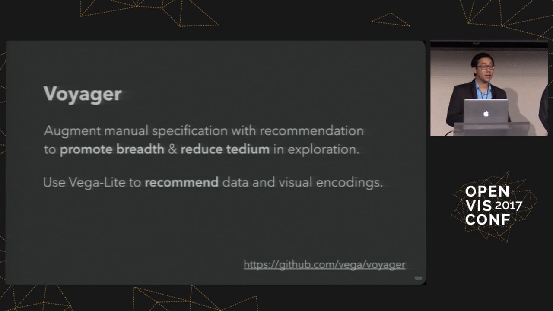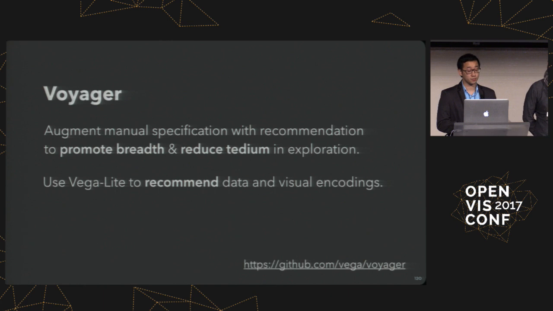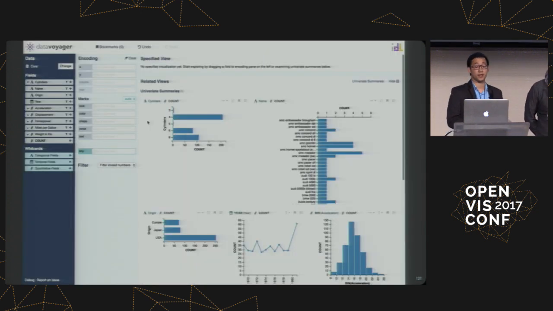For example, I would like to show Voyager, which is a visualization tool that augments manual specification with recommendation, with the goal to promote breadth and reduce tedium in data exploration. To support this goal, Voyager used Vega-Lite to enumerate and rank both data and encoding to make recommendations. Here's the Voyager interface, showing a dataset about cars.